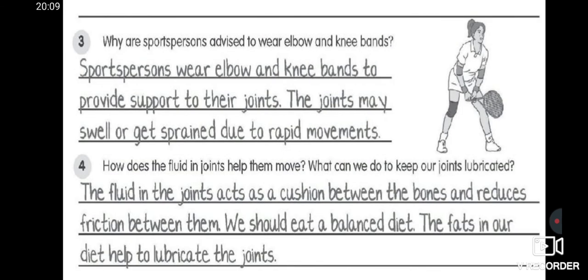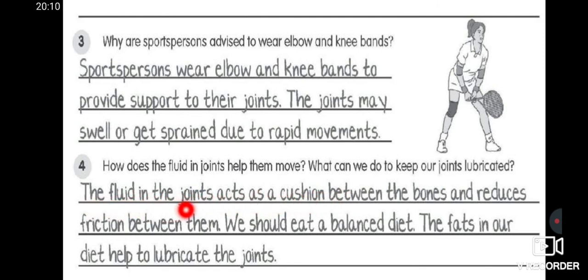Question number 3. Why are sports persons advised to wear elbow and knee bands? Sports persons wear elbow and knee bands to provide support to their joints. The joints may swell or get sprained due to rapid movement. Question number 4. How does the fluid in joints help them move? What can we do to keep our joints lubricated?